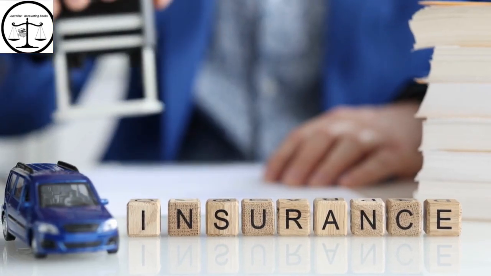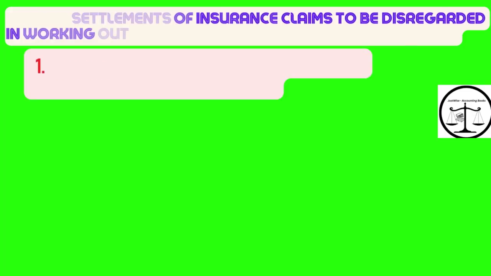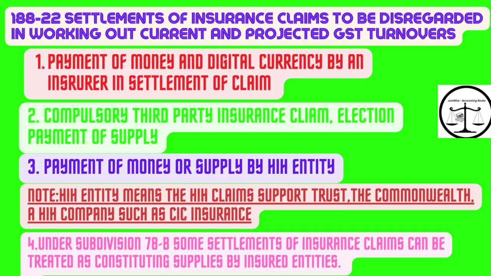Firstly, let's have a look at which settlements of insurance claims are to be disregarded for working out GST turnovers, for both current and projected GST turnovers. All of these are to be disregarded. 1. Payment of money and digital currency by an insurer in settlement of a claim. 2. Compulsory third-party insurance premium, election payment of supply by an insurer and settlement of a claim.